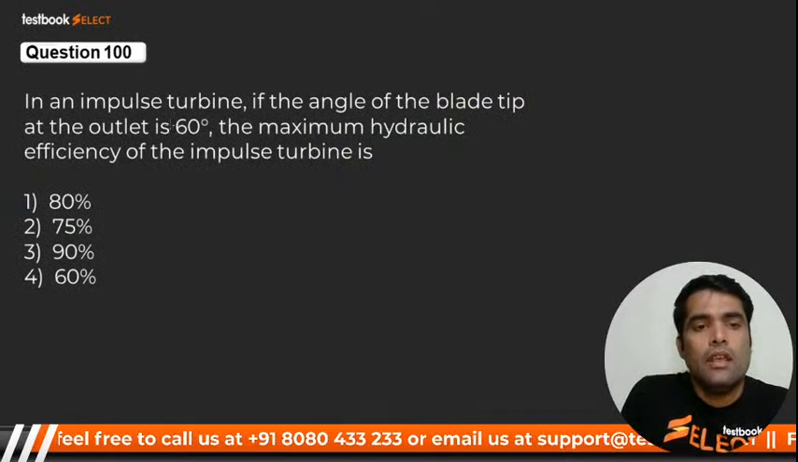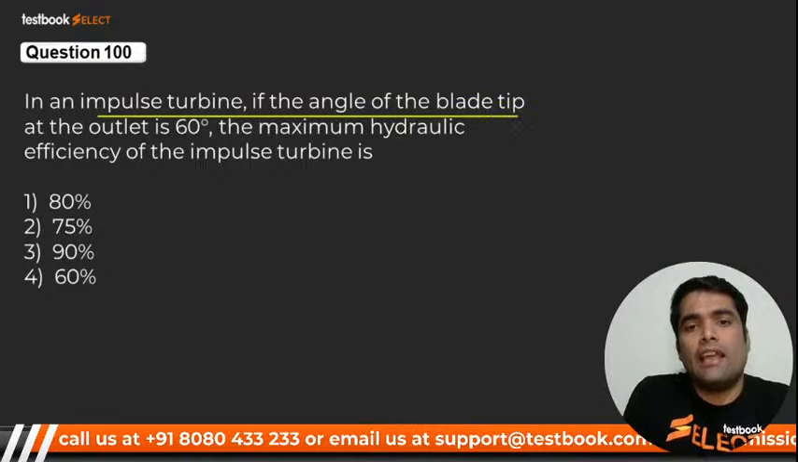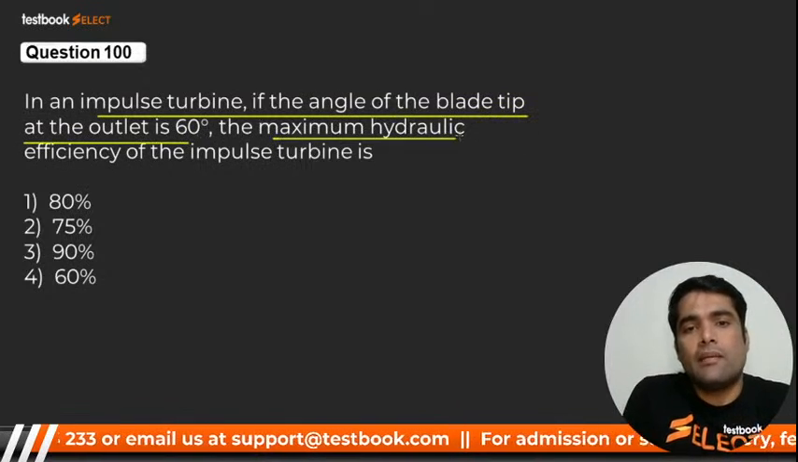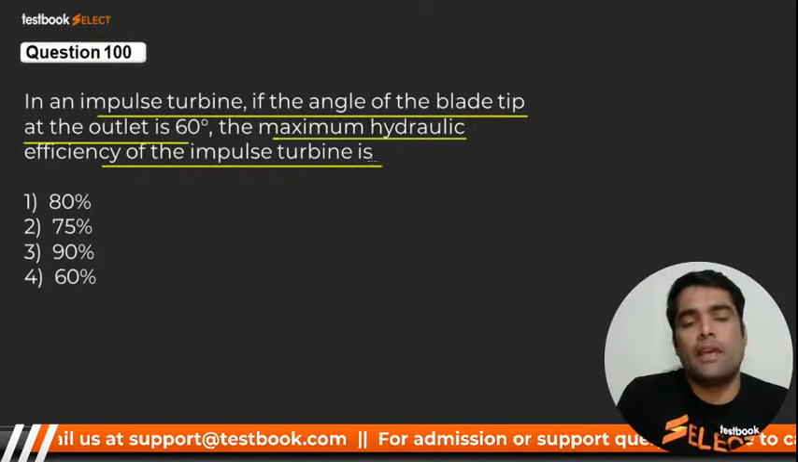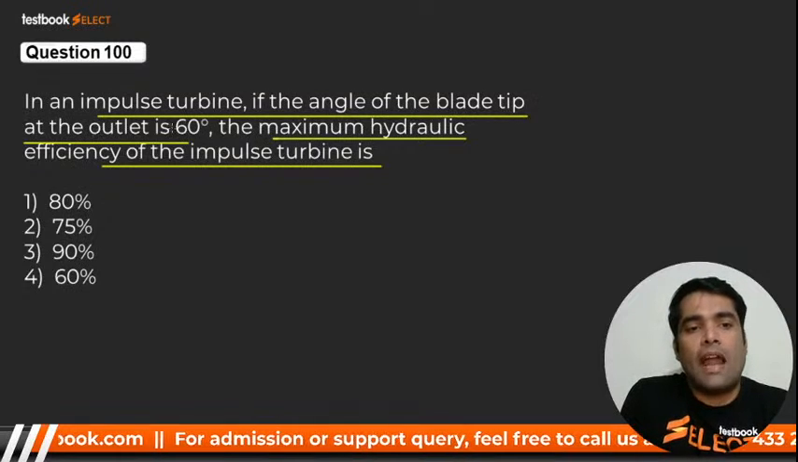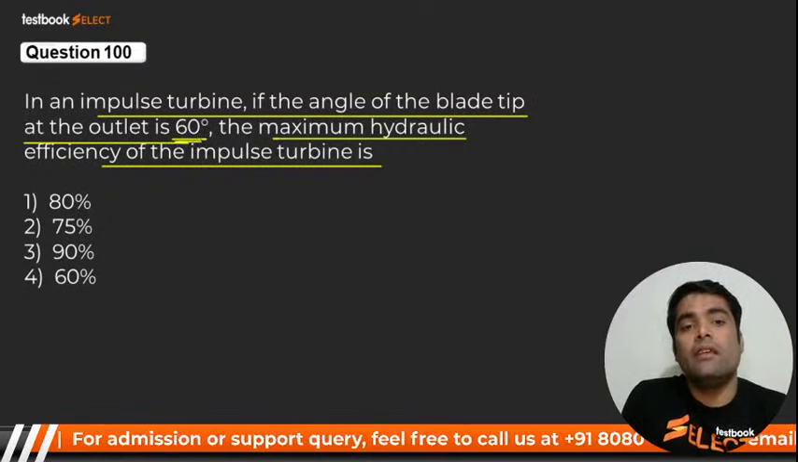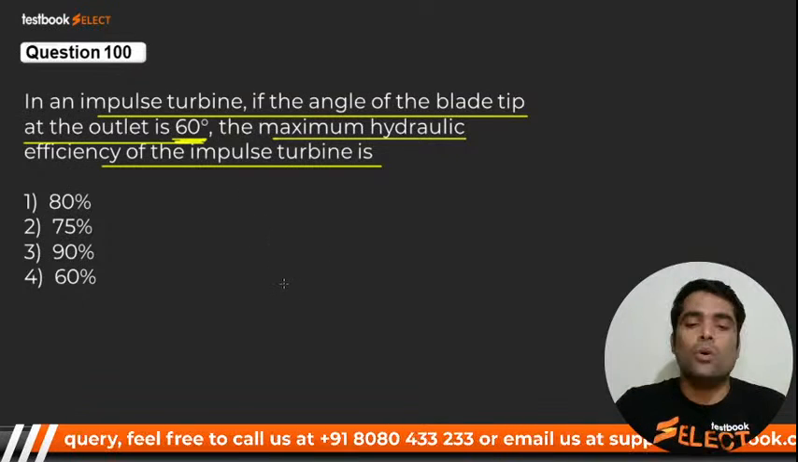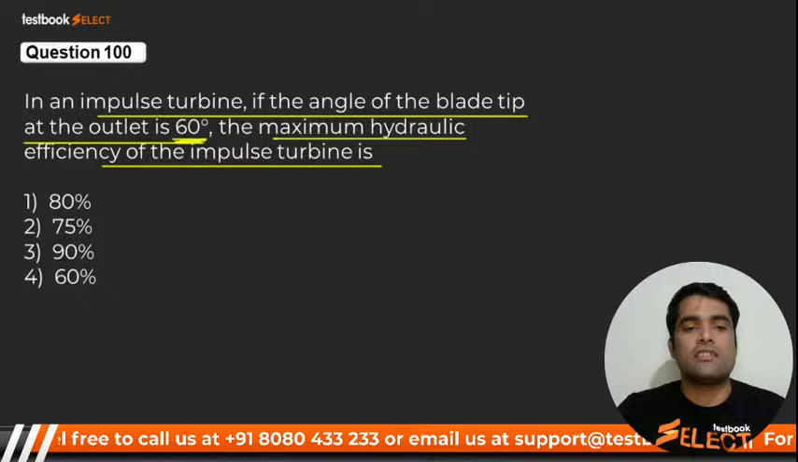100 question. In an impulse turbine, if the angle of blade tip at outlet is 60 degree, the maximum hydraulic efficiency of the impulse turbine is. In an impulse turbine, if the angle of blade tip at the outlet is 60 degree, the maximum hydraulic efficiency क्या होती है बेटा? 1 plus 2, right? Apply the formula, get the answer. Put the value, get the answer.